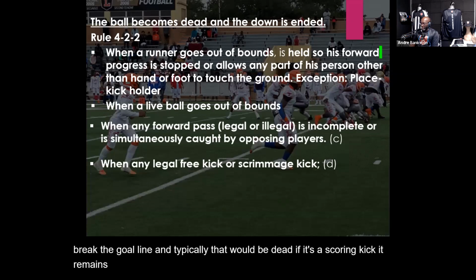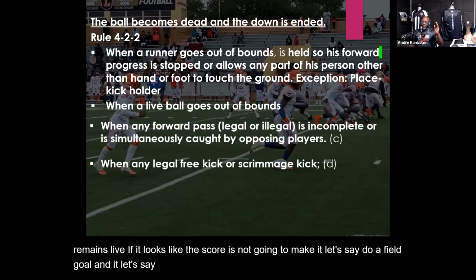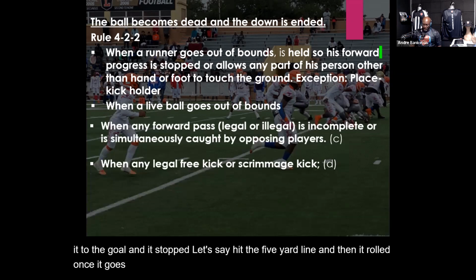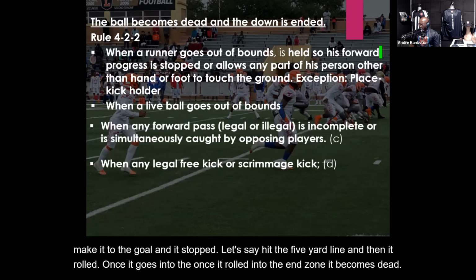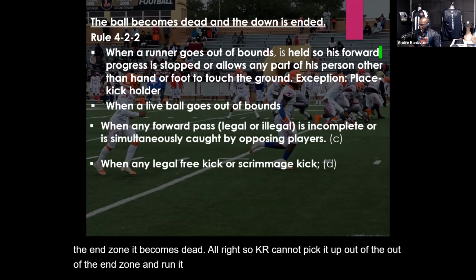If it looks like the score is not going to make it, let's say you do a field goal, kicking from the 50, and it didn't make it to the goal and stopped. Let's say it hit the 5 yard line, and then it rolled. Once it rolls into the end zone, it becomes dead. All right, so R cannot pick it up out of the end zone and run it out. Once they get in there, it's dead.